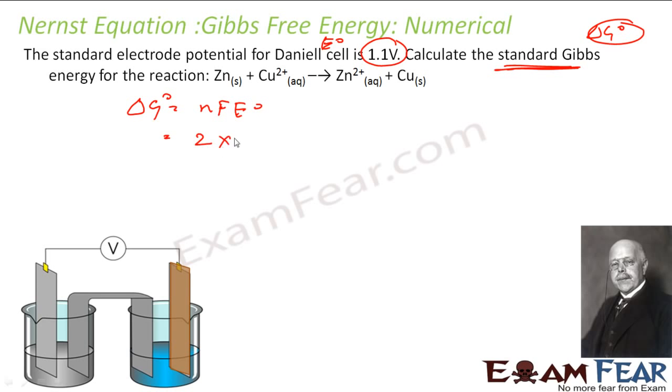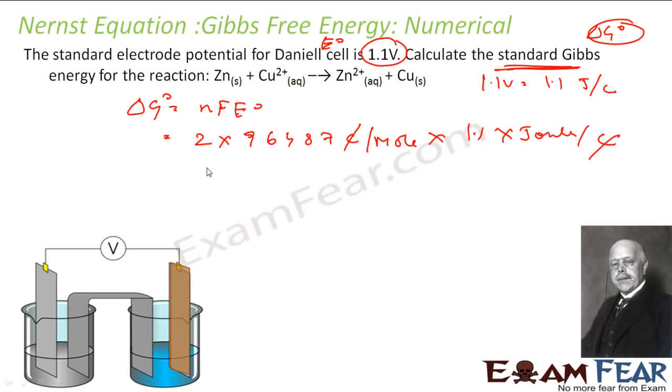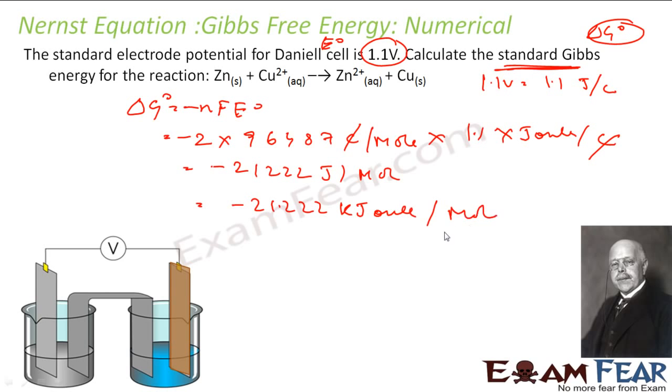n is equal to 2. F is, we know, 96487 coulomb per mole. And E naught is 1.1 volt. So 1.1 volt I can write as 1.1 joule per coulomb. Coulomb gets cancelled. You solve this, you get minus nFE, minus 212,220 joule per mole, or you can say minus 212.22 kilojoule per mole, and that is my Gibbs free energy. Correct?